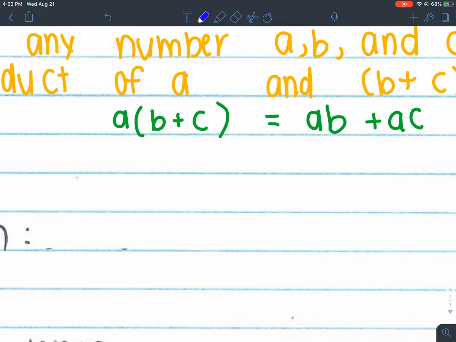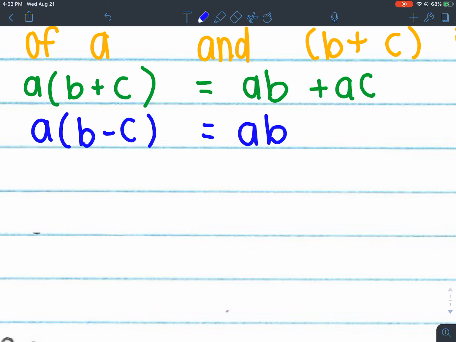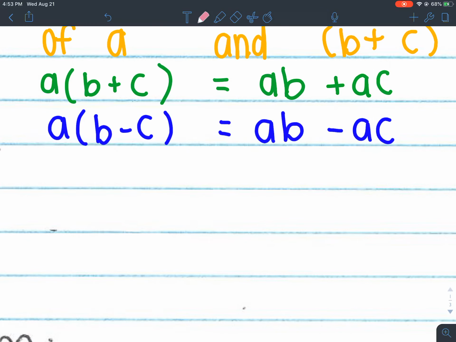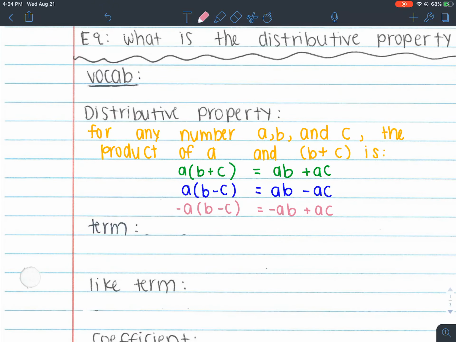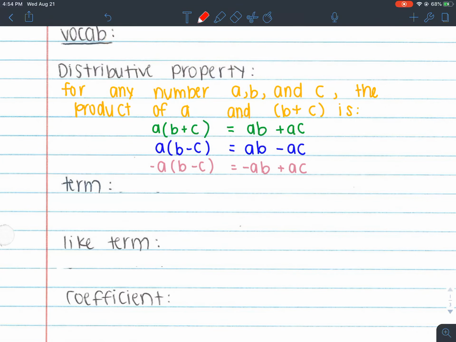If I have A times B minus C, that's going to be AB, because A times B, and then A times negative C, so minus AC. So again, this is kind of foreign because it is a bunch of variables. When we get to actual examples, it'll probably click a little bit better. And then if we have negative A times B minus C, that would be negative A times B, which is negative AB. And then negative A times negative C is going to be positive AC, because negative times negative is positive. So those are examples and formulas.